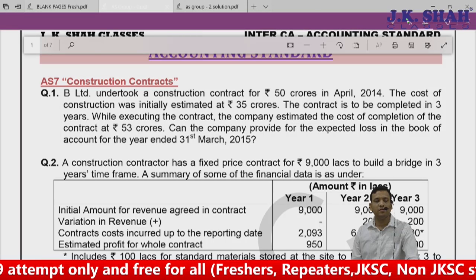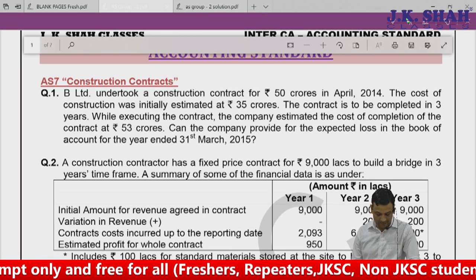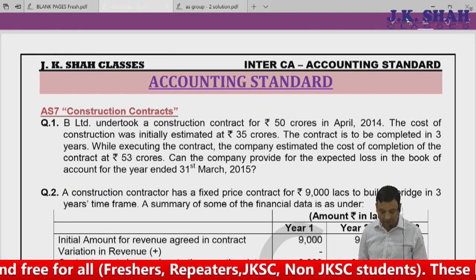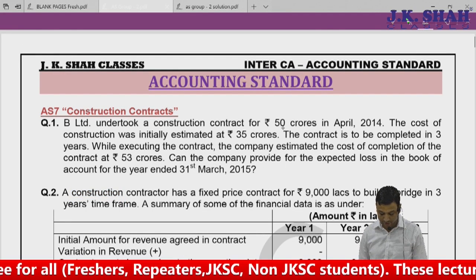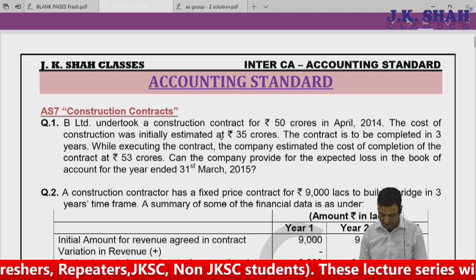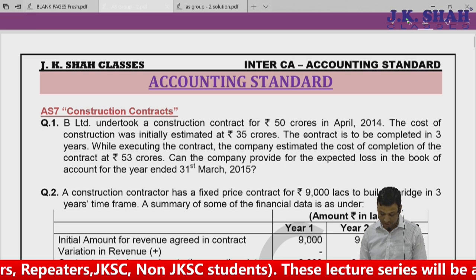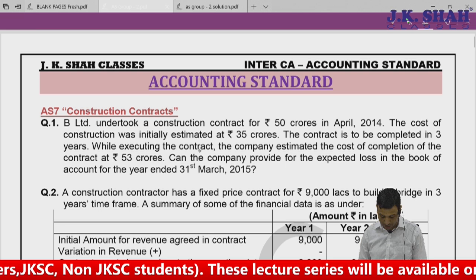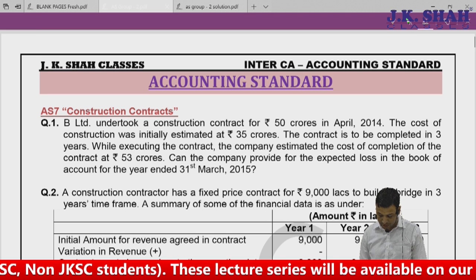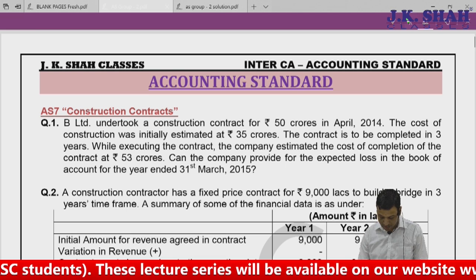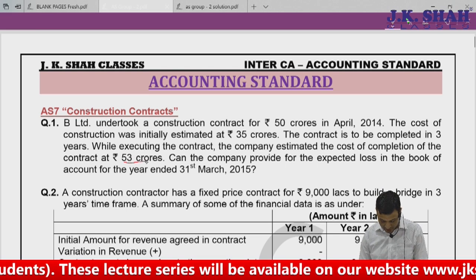Let's now go for some questions and answers on AS7. So we have a first question here. B Limited undertook a construction contract for 50 crores in April 2014. The cost of the construction was initially estimated at 35 crores. The contract is to be completed in 3 years. While executing the contract, the company estimated the cost of completion of 53 crores. Company is estimating that it will be 53 crores.